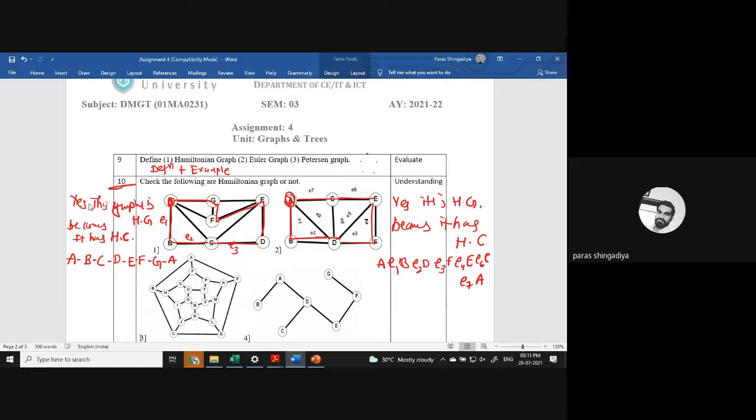If you represent it in this way, that is also correct. A dash, B dash, C dash, and so on. And if edge notation is mentioned in the graph, then you have to use this notation in your route. Clear? A, E1, B, E2, C, E3, D, and so on. Is it clear? Okay. Now for the third graph.